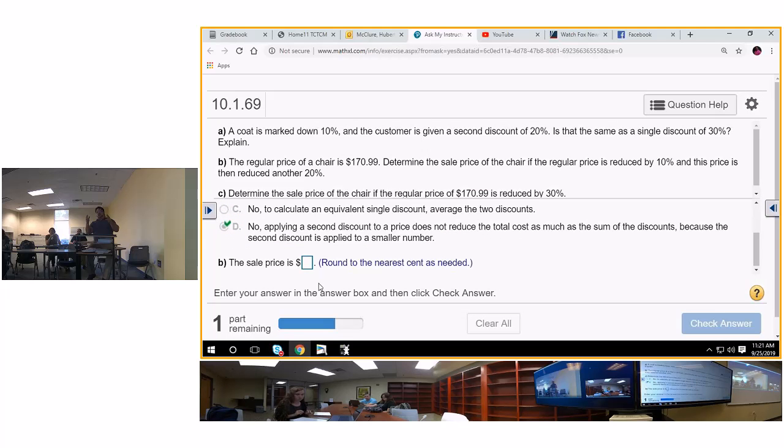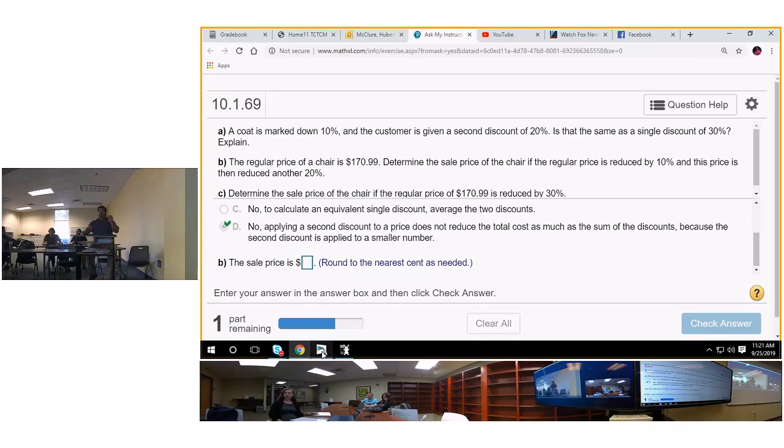All right, the sale price. The regular price of the chair is $170.99. Determine the sale price if it's reduced by 10%. So 10% would be what? $17.10. So let's take $17.10 off of it. And then what's $17.10 times 2? $34.20. And then take $34.20 off of it. Now a lot of you are saying, what the heck is he doing? I'm doing it in my head.